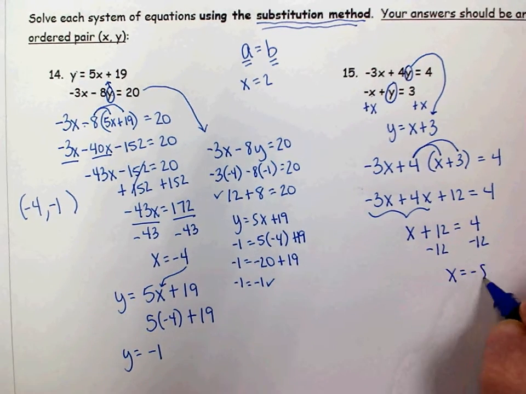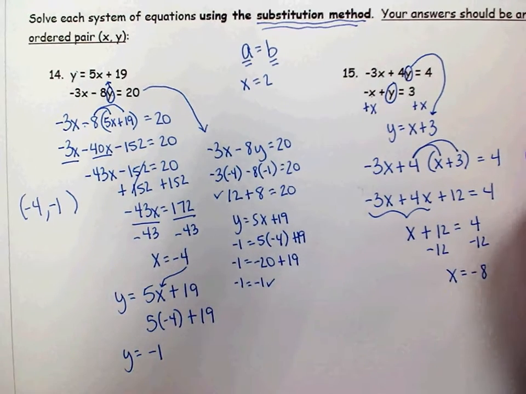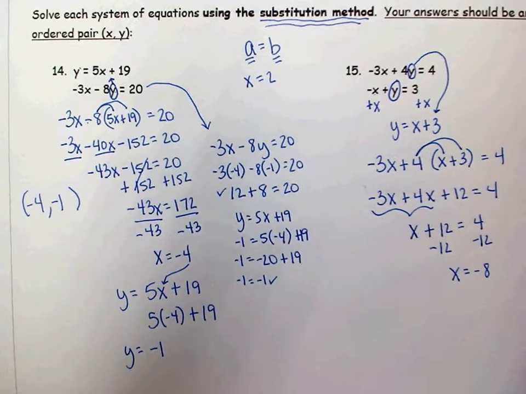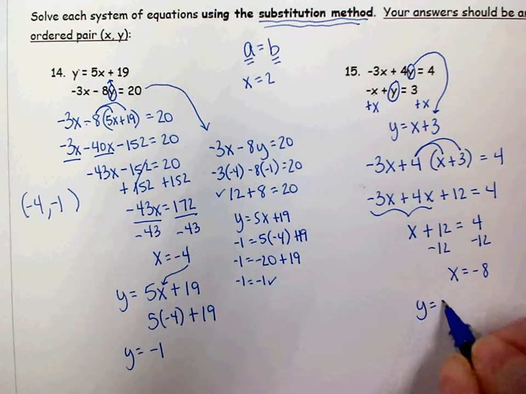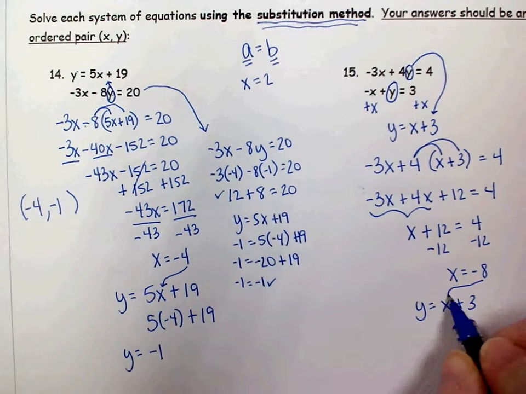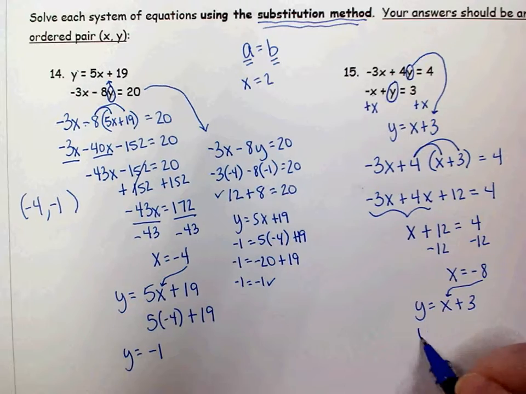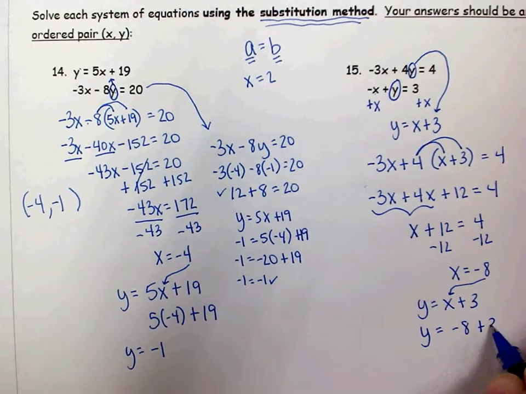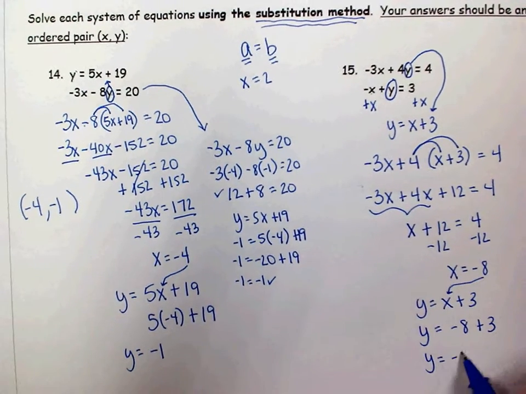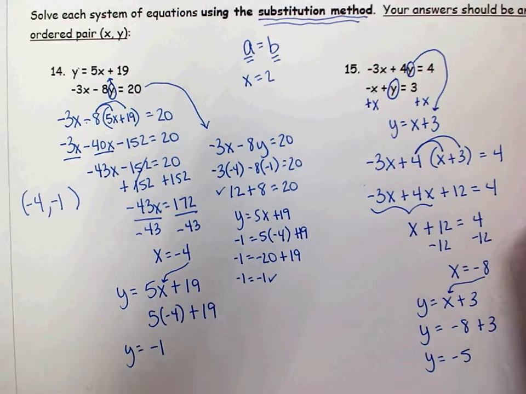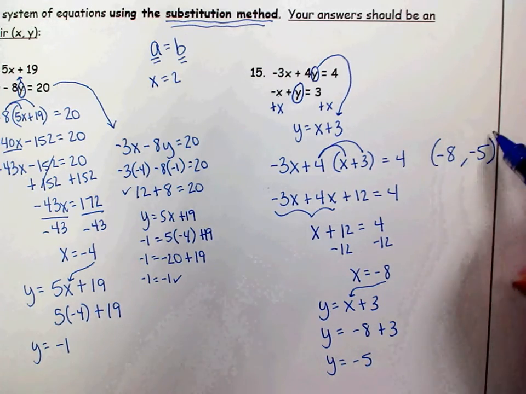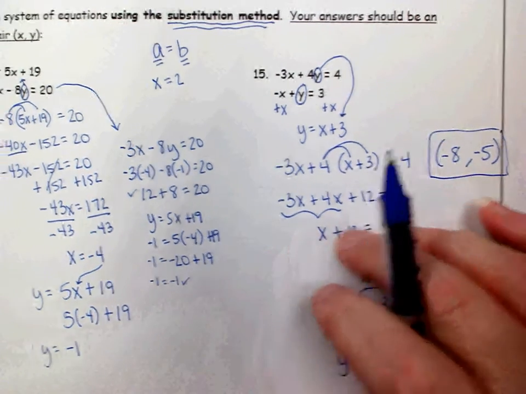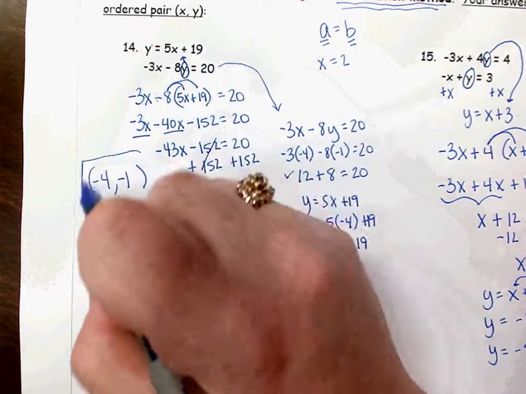So remember, the answer is going to be a point. I just found the x part of it. Now I need to find the y part of it. I'm going to go up here. Remember when I solved for y up here? If y is equal to x plus 3, all I have to do is replace that x with negative 8. So y is equal to negative 8 plus 3. What's negative 8 plus 3? Negative 5. So my y is negative 5. So, whoops, there's my answer. Negative 8, negative 5. Number 14 was negative 4, negative 1.